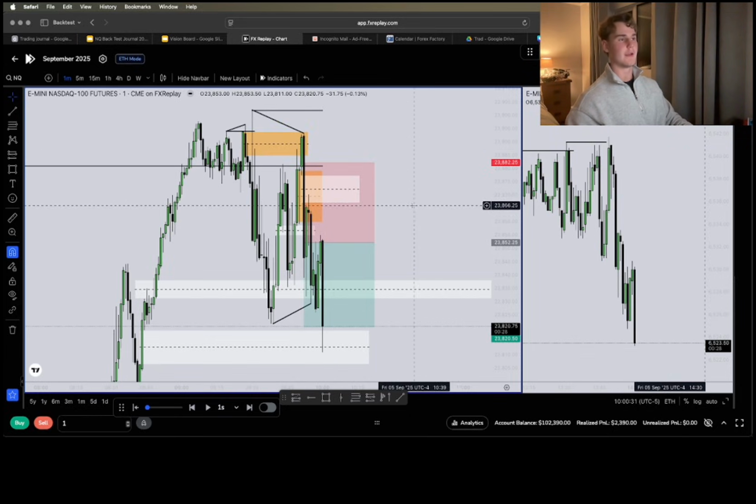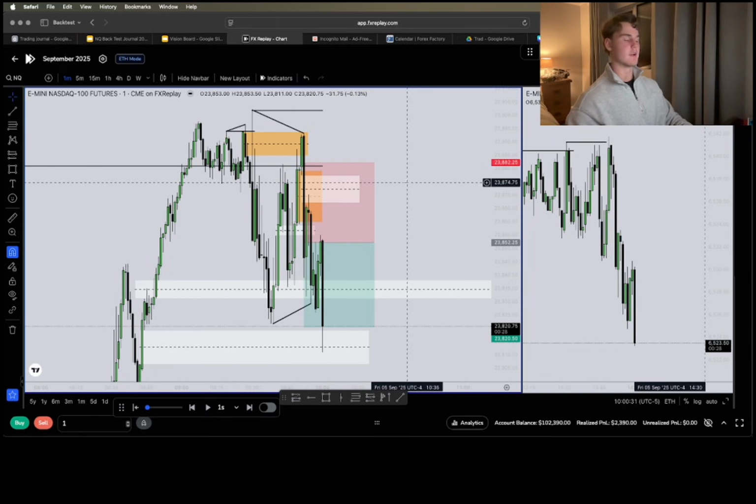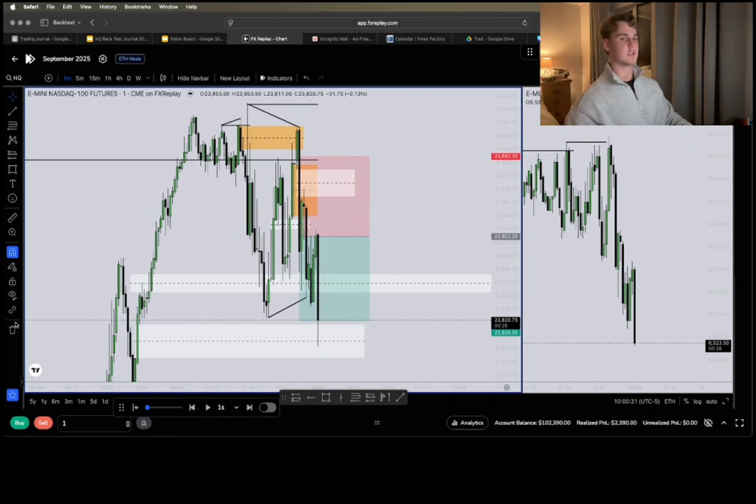So what is holding? The bearish PD arrays. What is getting disrespected? The bullish PD arrays. It is that simple, genuinely. It is that simple. But yeah, perfect day. Perfect day.